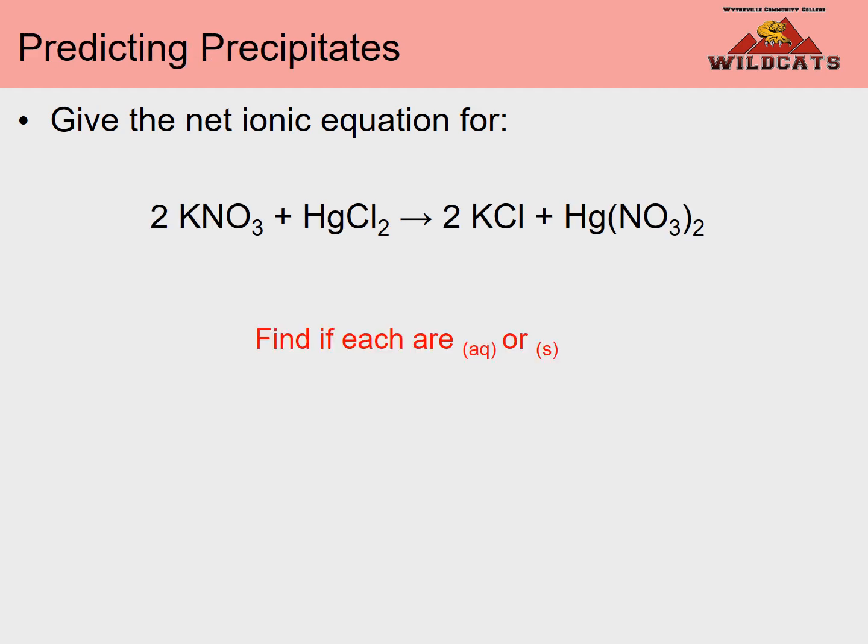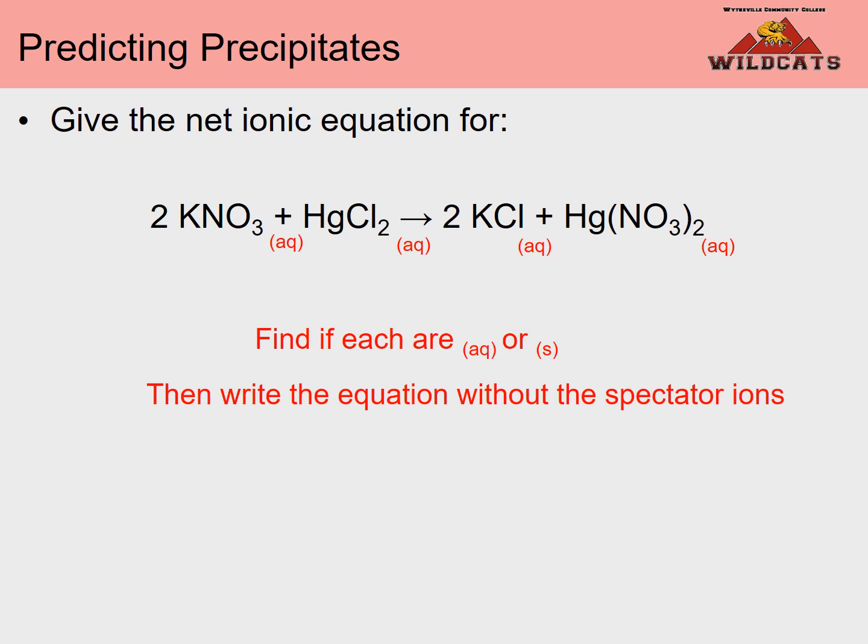So in this equation, we're going to try and find if each are aqueous. So here are our two reactants. KCl is aqueous, and when we look on our solubility table, the HNO3 is aqueous. Remember, for the net ionic equation, we write the equation without the spectator ions. Well, if everything's aqueous, everything's spectator ions, and there's no reaction.